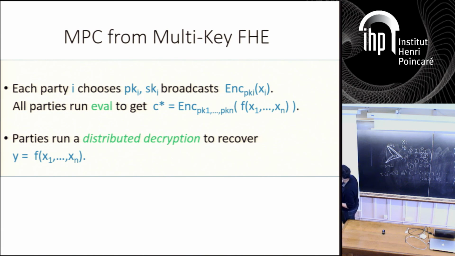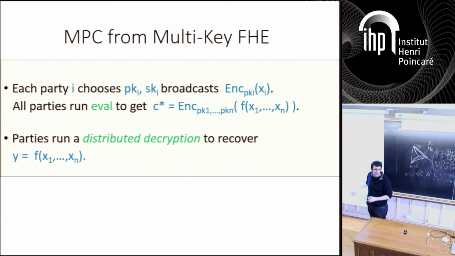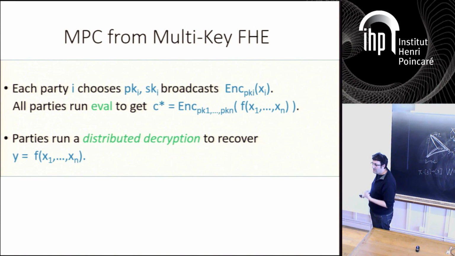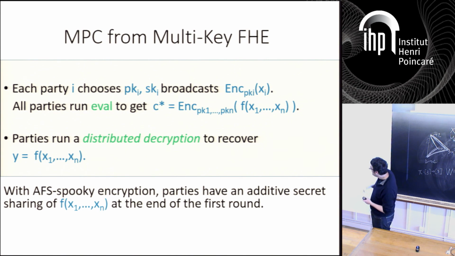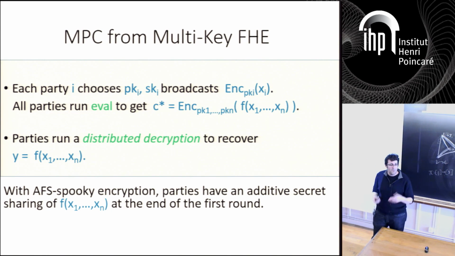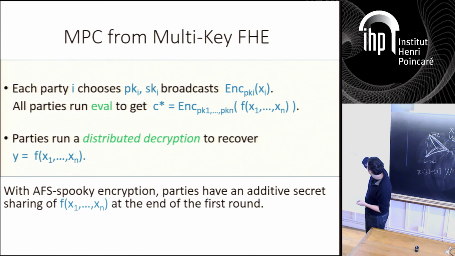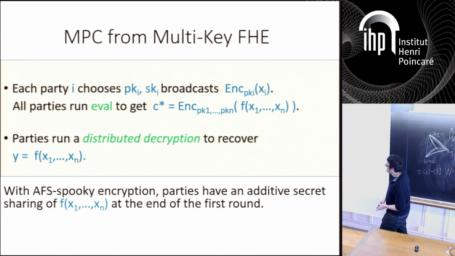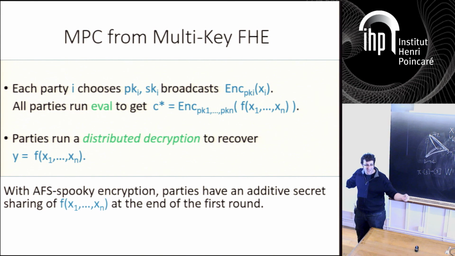And now you just need to run some distributed decryption operation where each party partially decrypts the ciphertext to get the output of the function. We saw how to do this in 1 round. Each party just needs to broadcast its own partial decryption of the ciphertext. In fact, if the multi-key FHE you use is in particular the spooky encryption, you can think of it as n separate ciphertexts, which are decrypted by each party separately. So this C star really consists of n ciphertexts, and each party just decrypts its own ciphertext individually.